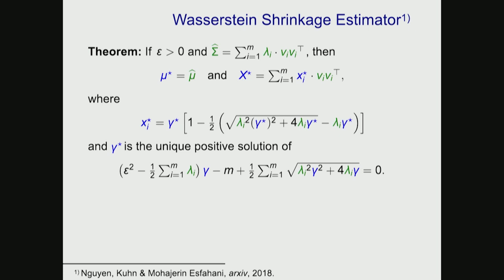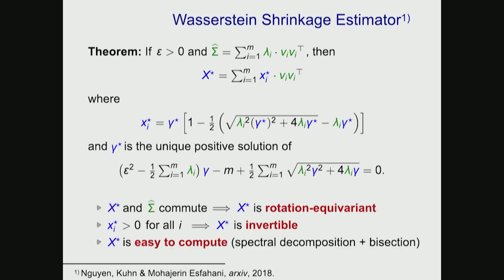A few observations are in order here. Because the estimator X star and our sample covariance matrix have the same eigenvectors, these two matrices commute. And this implies that our estimator is actually rotation equivariant. This means that the estimator applied to the rotated data is the same as the rotated estimator applied to the original data. Rotation equivariance is an important property, according to Charles Stein, of an estimator if we do not have any structural information. And this comes out naturally here in this theorem.